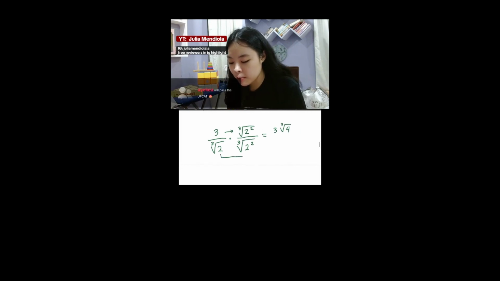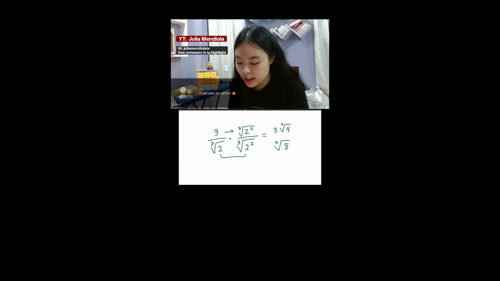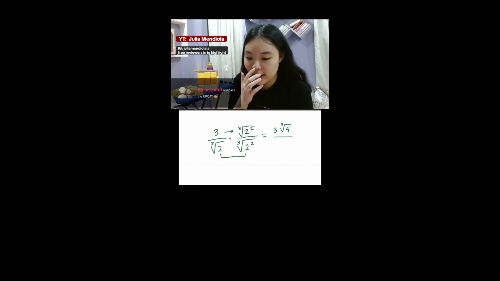Tapos, itong nasa baba, magiging cube root of 8. Cube root of 8 yan, di ba? Pero pwede na matanggal ang cube root kasi this is 2 cube. So, it will be just, anong magiging answer sa ilalim? What will the answer below be?